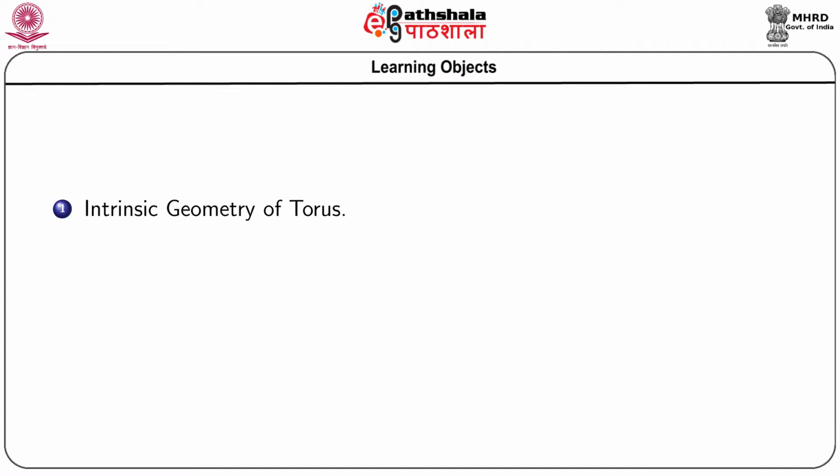So, let us start with the intrinsic geometry of torus. So, in module 7 of chapter 9, our main learning objective is the intrinsic geometry of torus, and secondly we shall try to find the Enneper's formula, Beltrami-Enneper's formula. So, let us start with the torus.